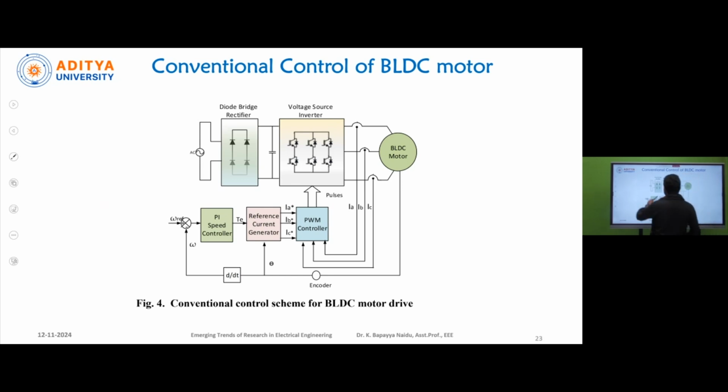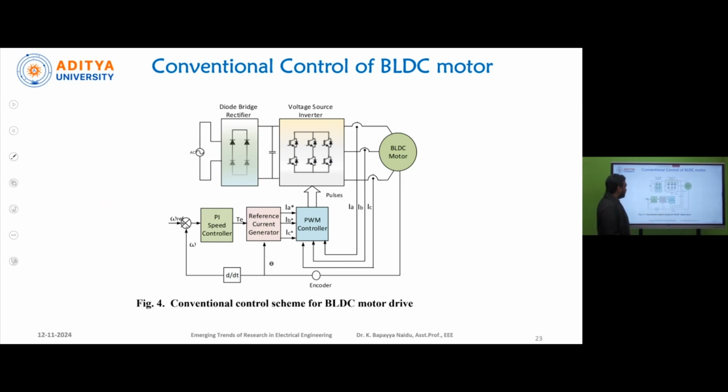It mainly contains the diode bridge rectifier, voltage source inverter, PWM controller, reference current generator and PI speed controller. Here we can say that this entire part comes under the controlling technique for speed as well as the switching pulses of this voltage source inverter. That means indirectly speed and current control. Also, using this conventional control scheme, we can control the torque as well as the speed.